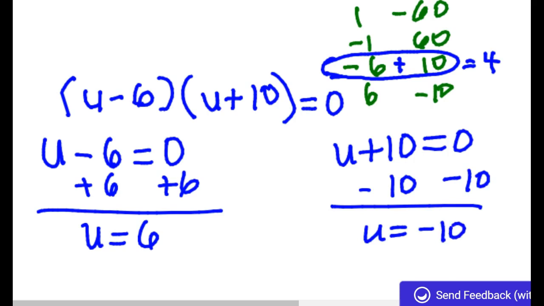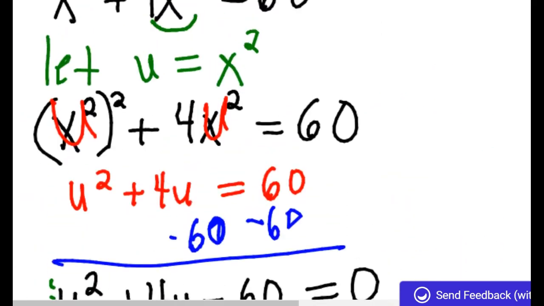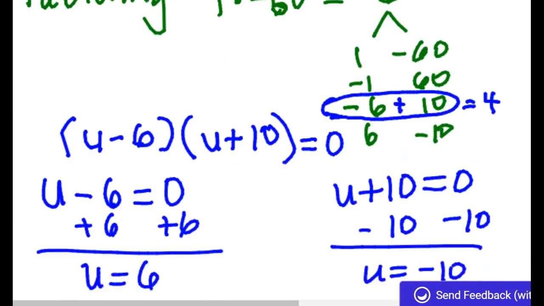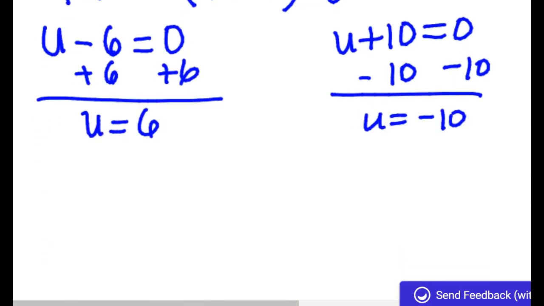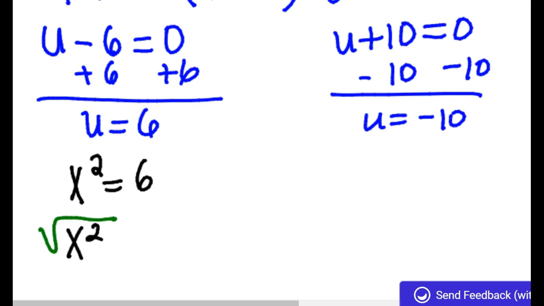Well, what is u? At the beginning of our process, we decided that we were going to replace all the x squareds with u. So now we have to come back in and undo our substitution. u really is x squared, so x squared equals 6. We need to use the principle of square roots to solve for x. The inverse of squaring is taking the square root, so we take the square root of both sides.